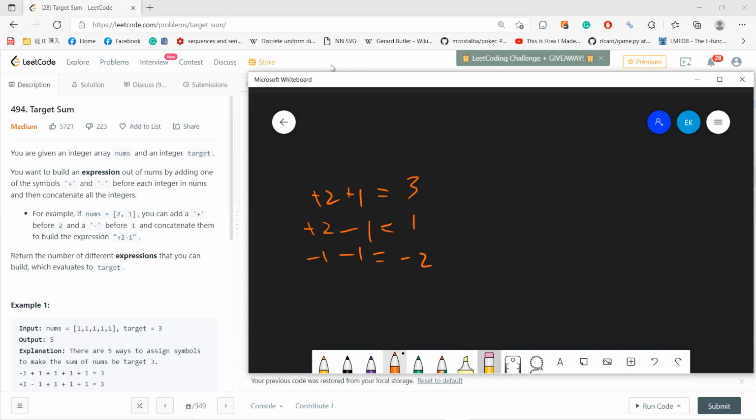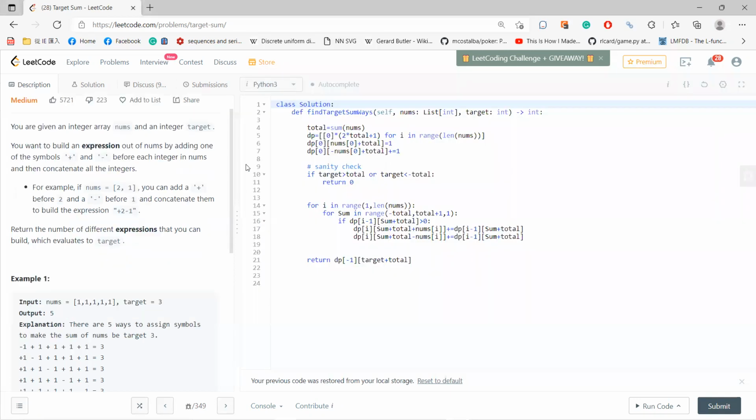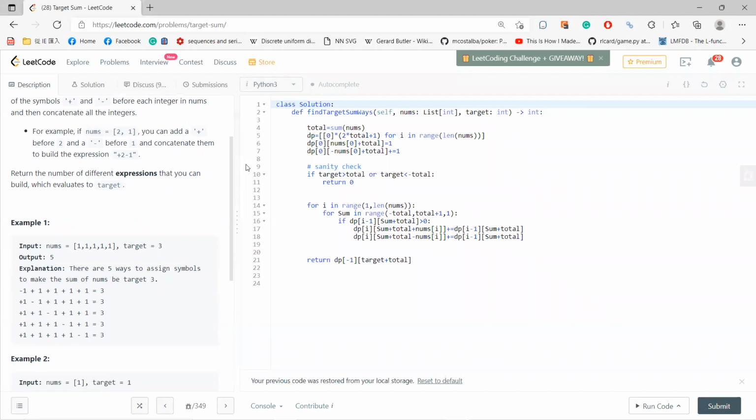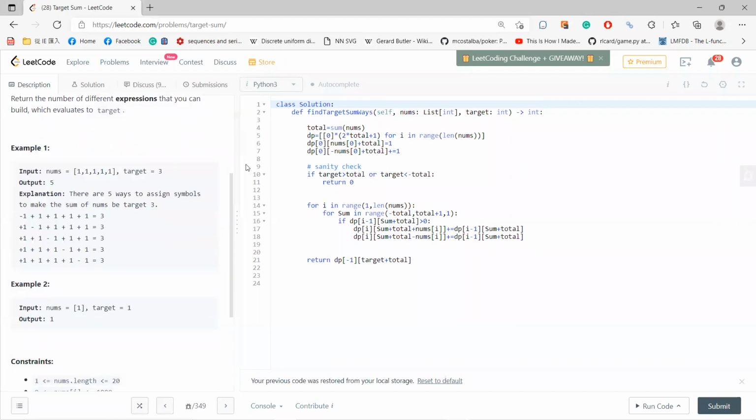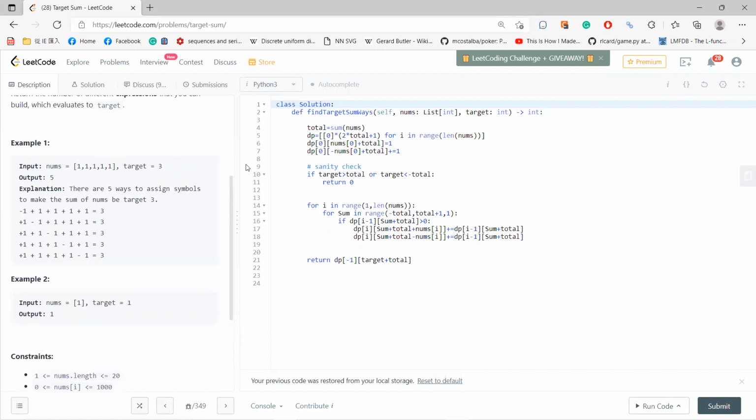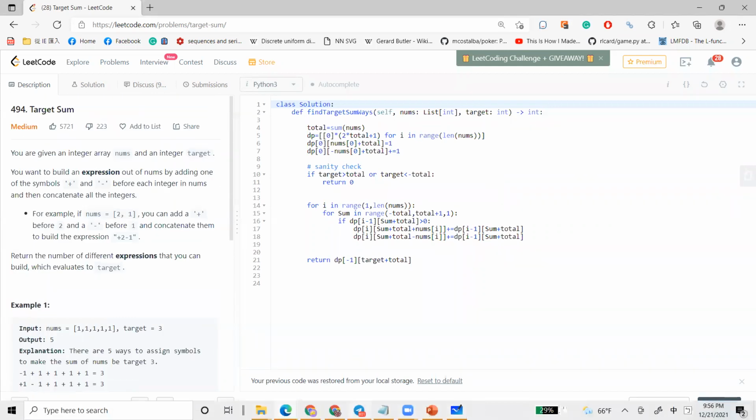Obviously, if you have n numbers, then you get 2 to the n expressions. If you solve it with brute force, there's no way, right? So this problem has a strong DP flavor.